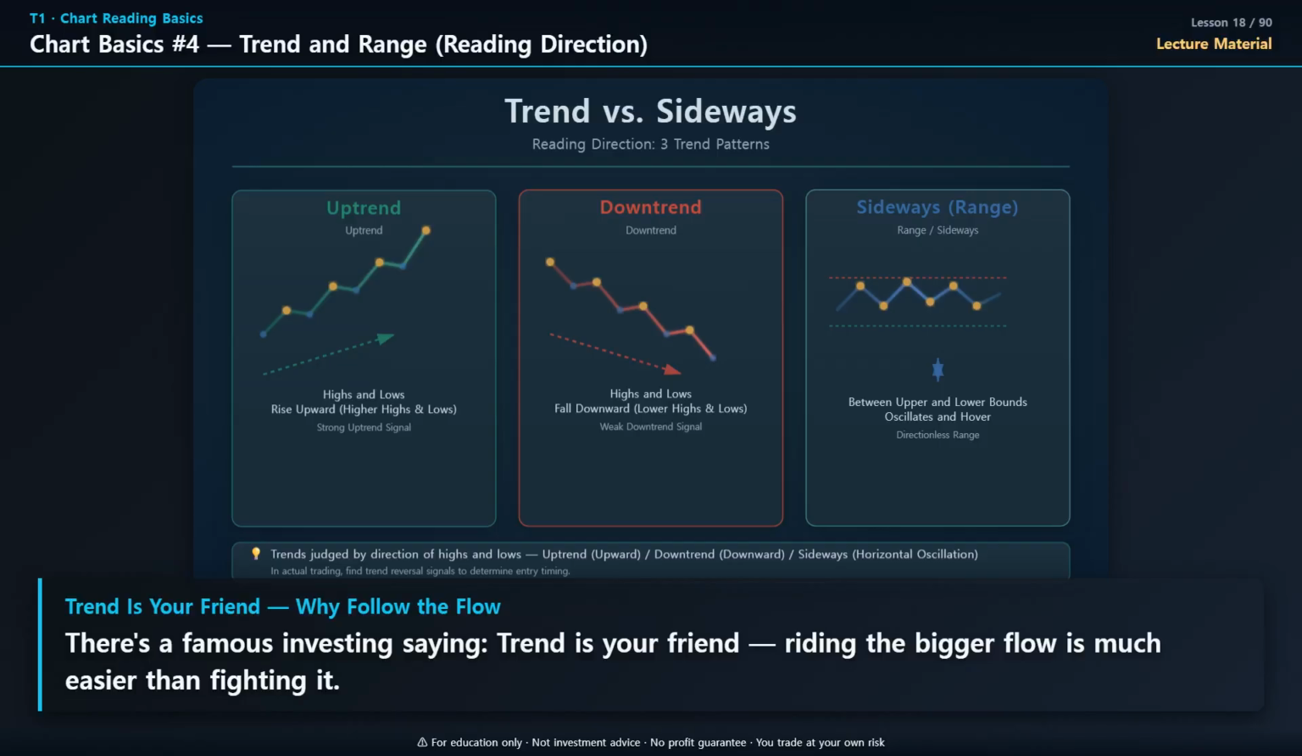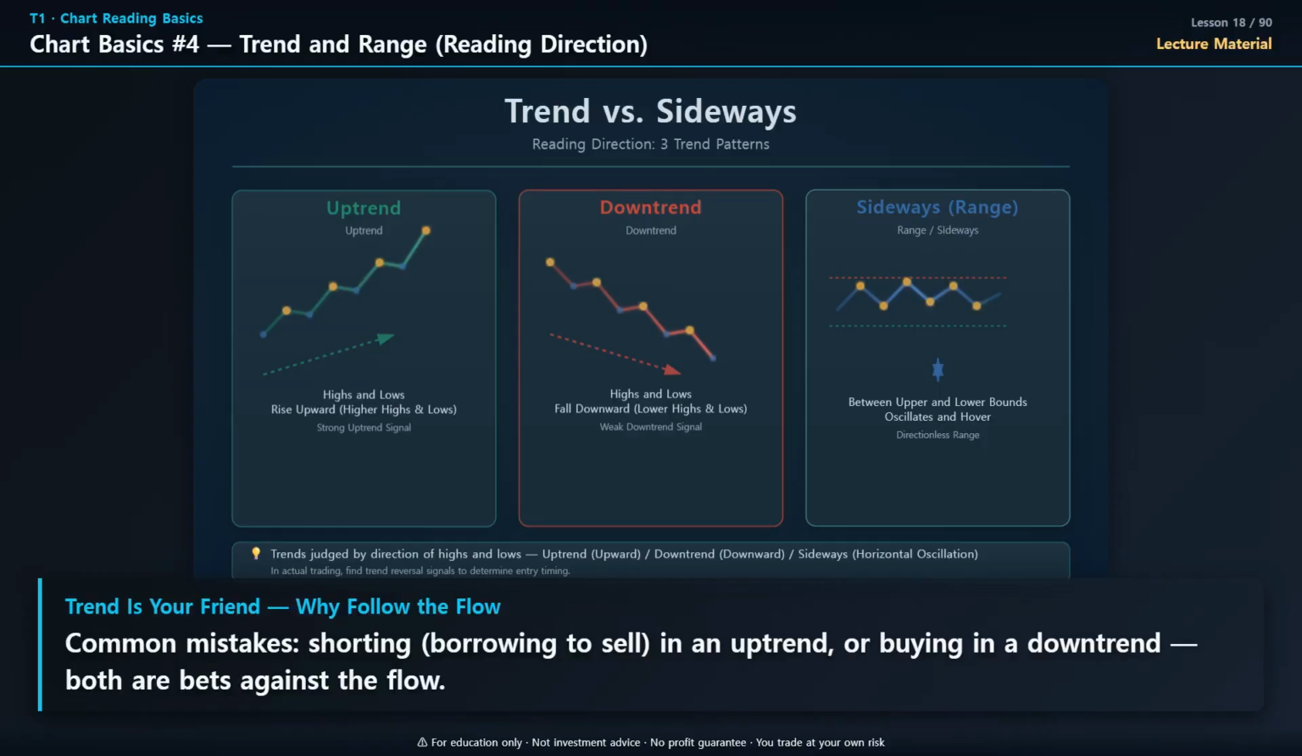There's a famous investing saying, trend is your friend. Riding the bigger flow is much easier than fighting it. Common mistakes: shorting, borrowing to sell, in an uptrend, or buying in a downtrend. Both are bets against the flow.